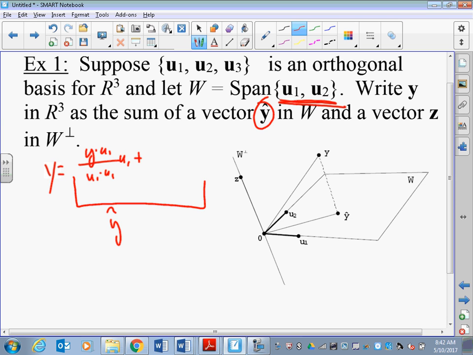And then plus, not minus that. So Y hat has two vectors in it. Y dotted with U2 over U2 dotted with U2, and then U2. So there it is, right? Again, these are just scalars, and we get the sum of a vector Y hat and a vector Z that's perpendicular to it.